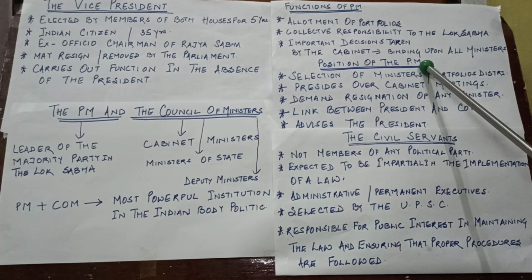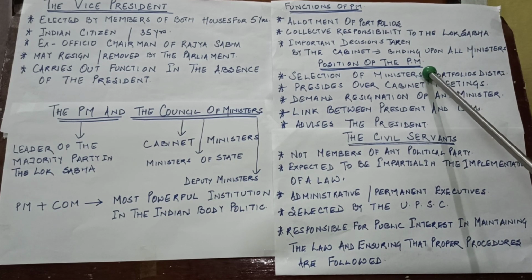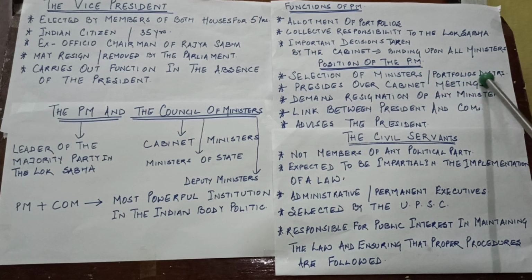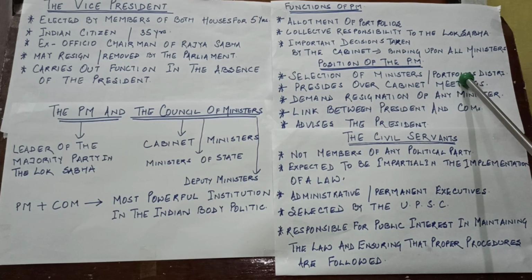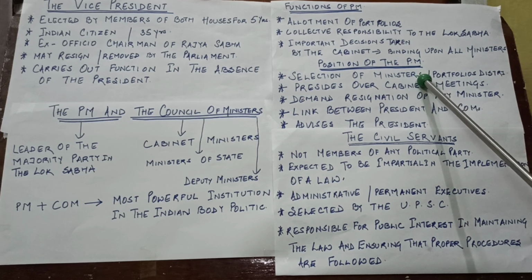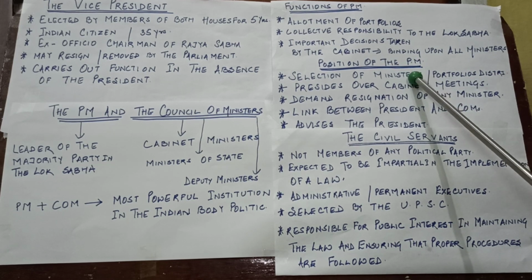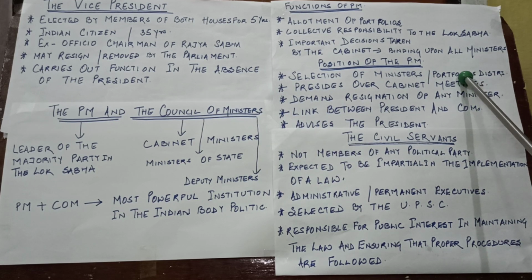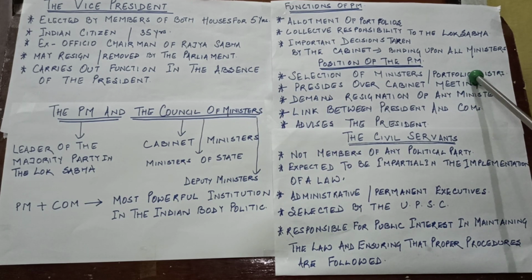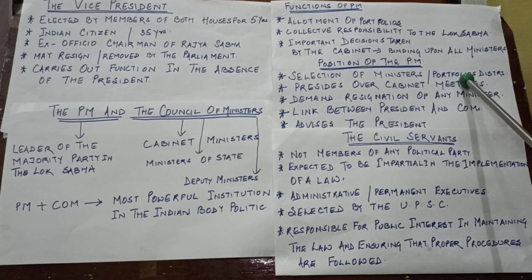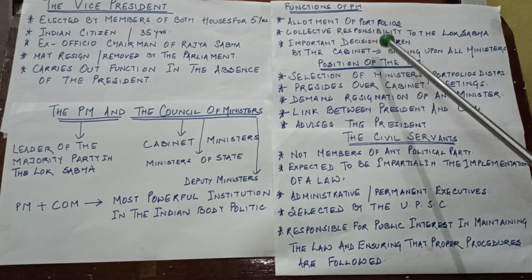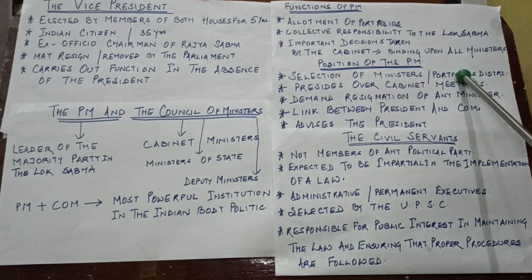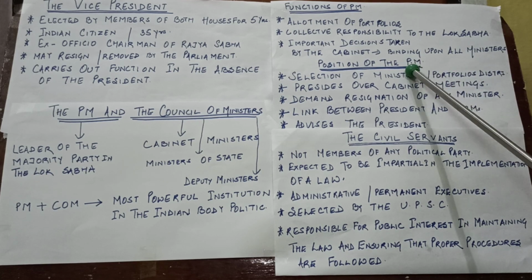Coming on to the position of the Prime Minister, he selects the ministers and also distributes portfolios between them. He is the one who decides which particular ministers should be a part of his Council of Ministers and which particular department has to be given to a particular minister. So the decision of the selection of ministers and the distribution of the portfolios among the ministers is done by the Prime Minister.